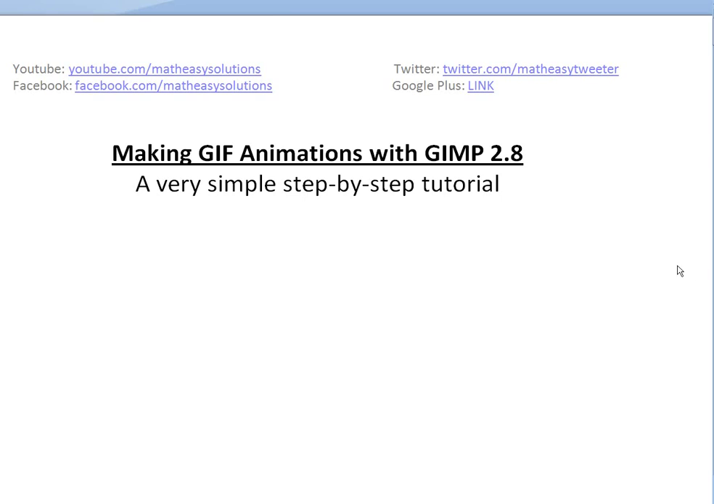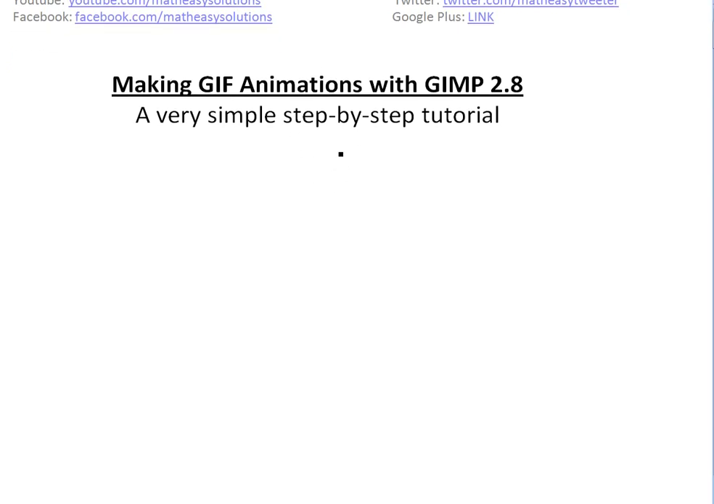Hi, it's time for another math easy solution to discuss basically making GIF animations with GIMP 2.8. This is pretty easy to do. It's very easy. I learned a couple days ago, and I just wanted to show you guys. It's a simple way. I'm going to do just a little animation.